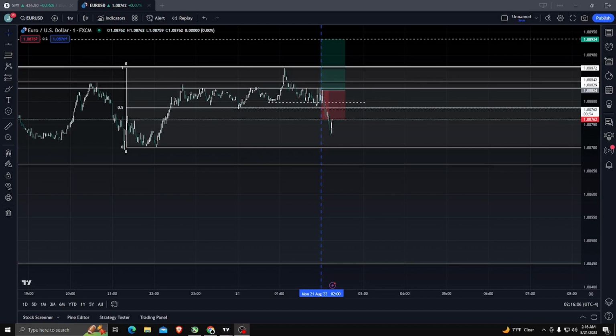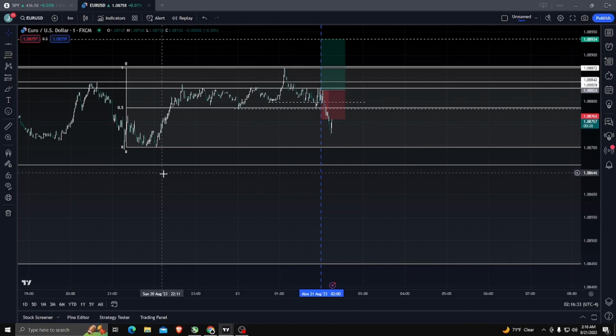So let's go over this loss that we just took on Euro USD on the funded account. We're down 2%, which is $2,129. Now let's review this trade and why we lost, and see how we can improve off it.